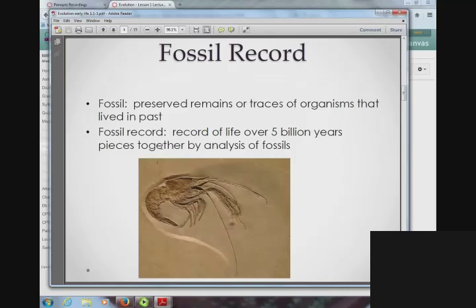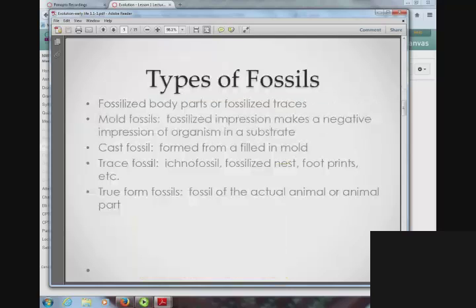So the fossil record is one way of learning about how things have occurred in the past. A fossil is just preserved remains or traces of organisms that lived in the past. And the fossil record is the record of life over 5 billion years, pieced together by analysis of the fossils. There are different types of fossils. We can have fossilized body parts or fossilized traces.